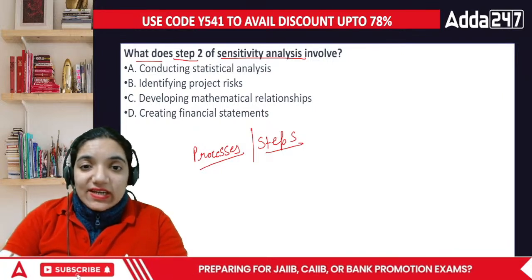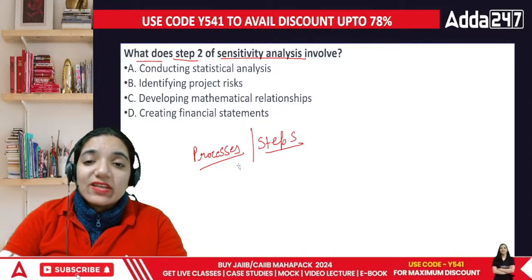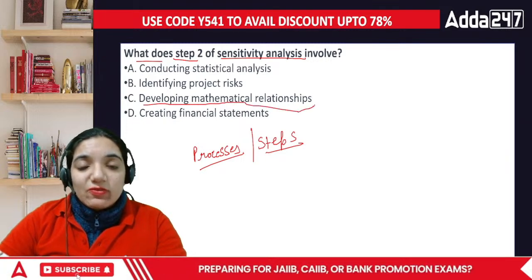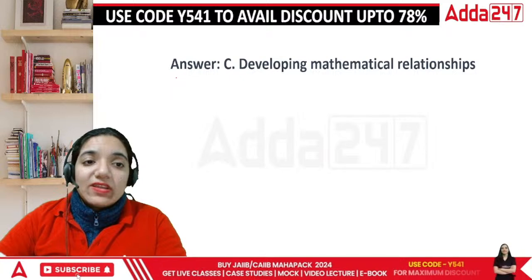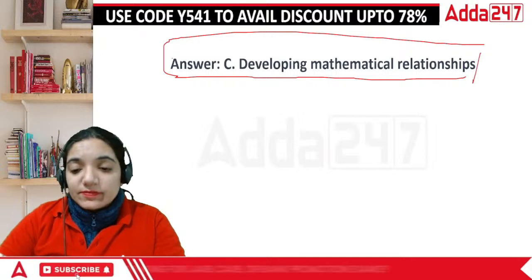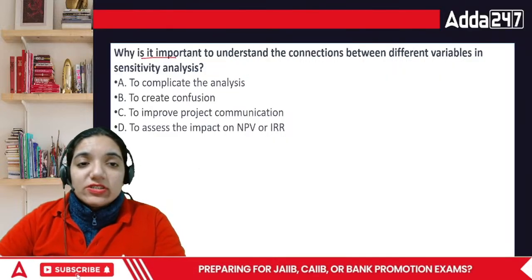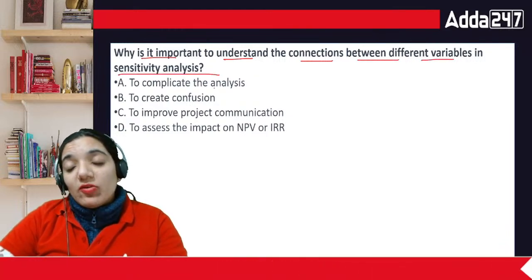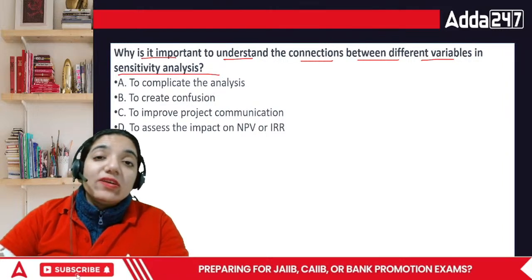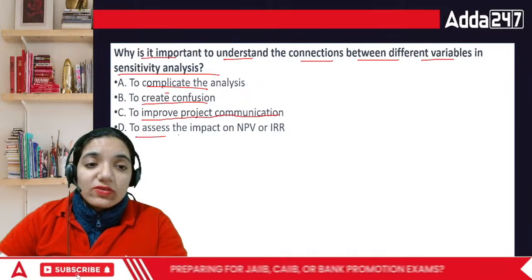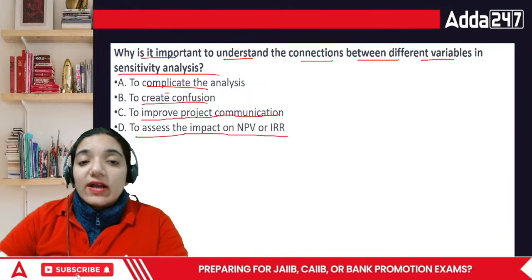When we talk about sensitivity analysis specifically, it is to develop the mathematical relationships, because if we want to study the various variables, we need to know about the variables properly. That is developing mathematical relationships. Why is it important to understand the connections between different variables in sensitivity analysis? We need to know how many variables are connected to each other and how it is affecting the decision making as well. To complicate the analysis, to create confusion, to improve project communication, or to assess the impact on NPV or IRR, what would it be?